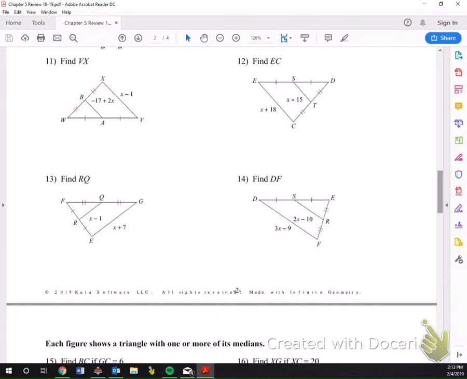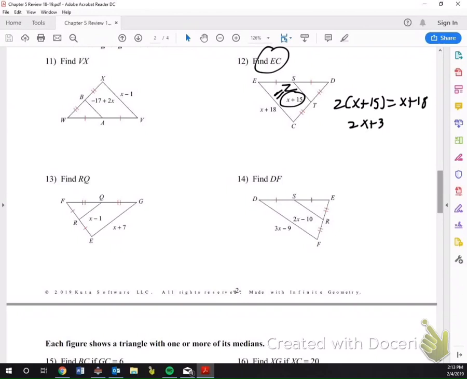Cool. Okay, so 12, we're going to get a little bit tougher. Same general idea, except now we're throwing in variables. Now notice here, it says find EC. That's the distance from E to C. So it's going to be this right here. So we know the mid-segment is x plus 15, and twice the mid-segment is equal to the third side. So we're going to go 2 times x plus 15 equals x plus 18.